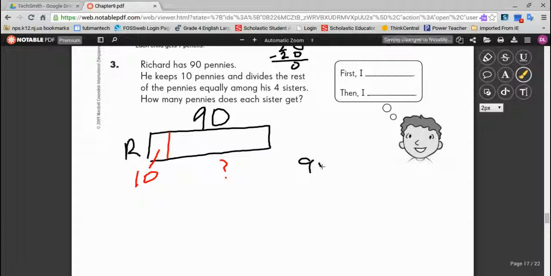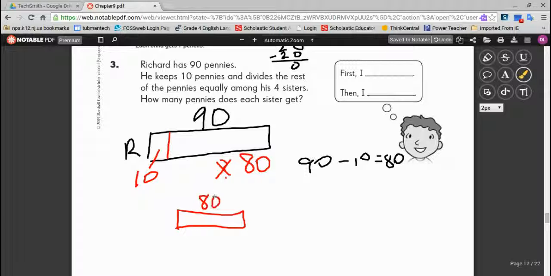So the first thing we want to do is 90 subtracted by 10, which we know is 80. So we know right now in that red, we don't have a question mark anymore, we know this is 80. Alright, so then he's going to take his 80 and divide the rest of the pennies equally among his 4 sisters. So I'm going to draw another bar model. So here's the 80 pennies that he's going to divide among his 4 sisters. And we have to break it up into 4s because he has 4 sisters.